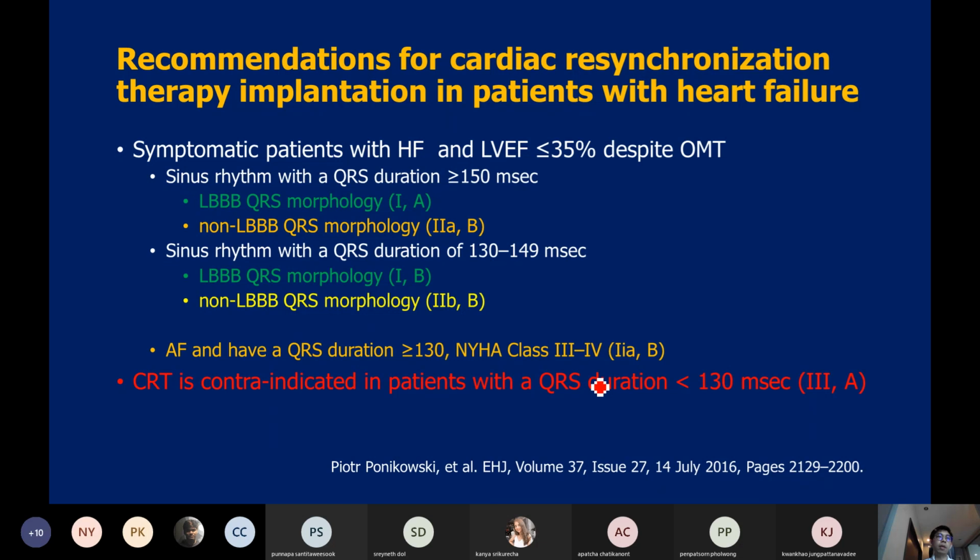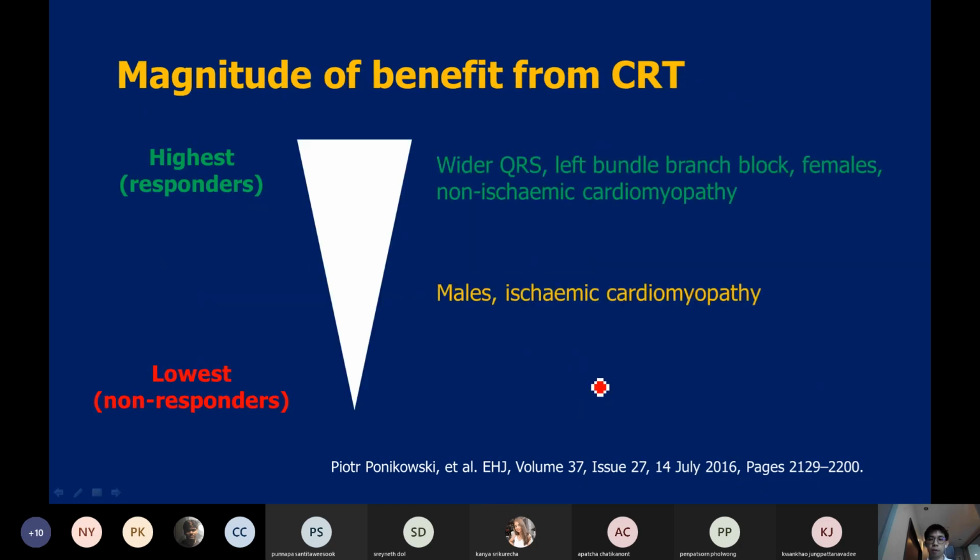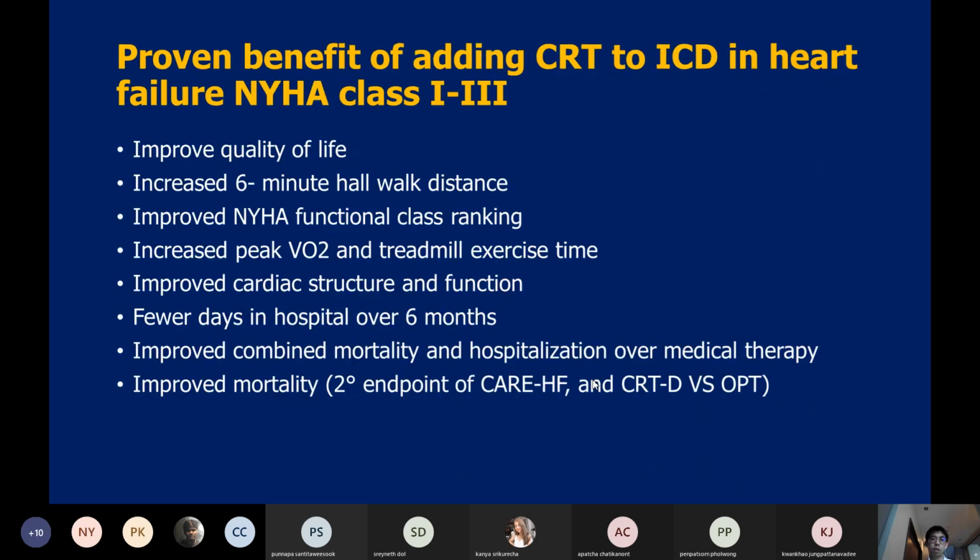It is quite hard for the device to function properly with an irregular rhythm. So in sinus rhythm, patients tend to benefit more than in AF. And the contraindication is a QRS duration lower than 130 milliseconds, because the shorter the QRS duration, the less the dyssynchrony, and this patient might not benefit or might not need the CRT. This one I have already talked about.